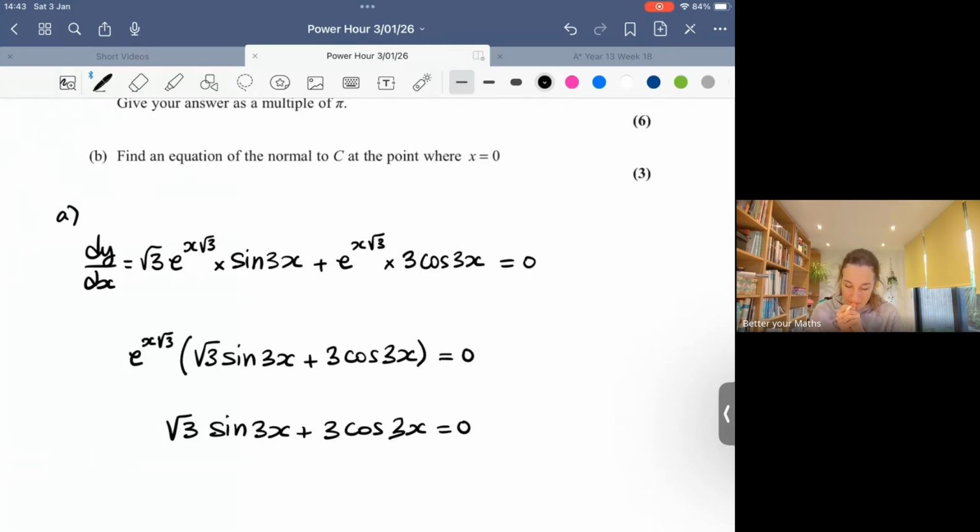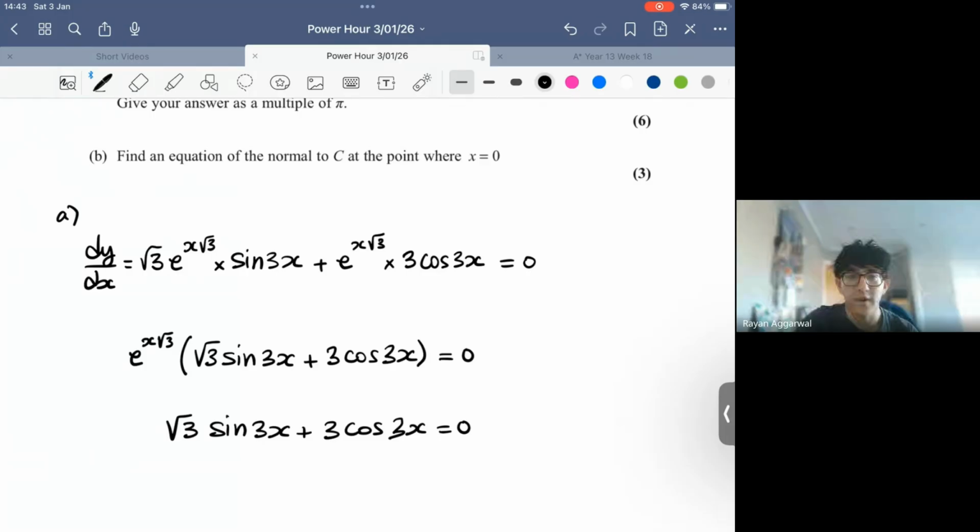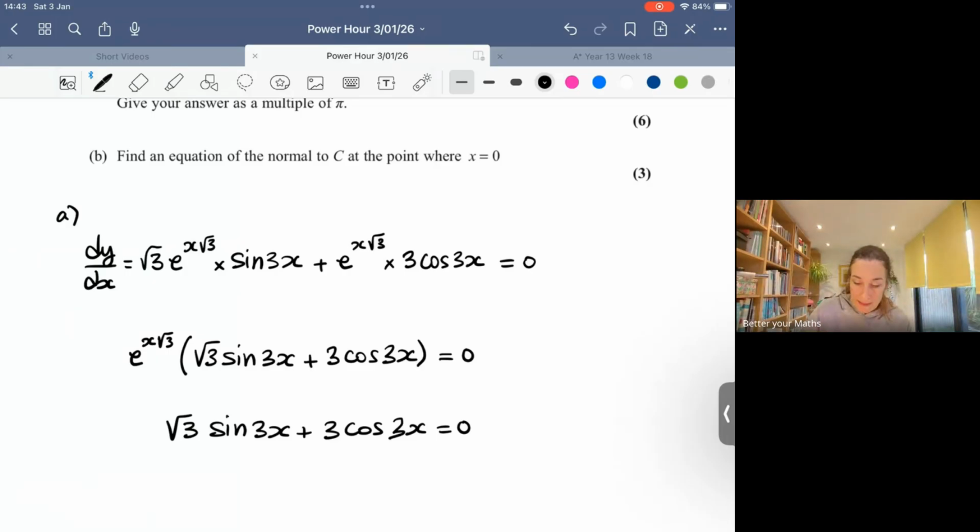Ryan, what would you say? Divide by cos 3x. Exactly. So this week we have been seeing those questions where you combine this into r sine or r cos. This is not the case. We don't need to do that because this is 0. So I can divide everything by cos 3x.